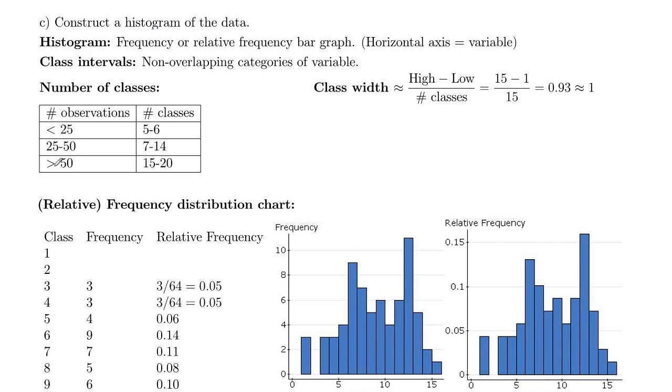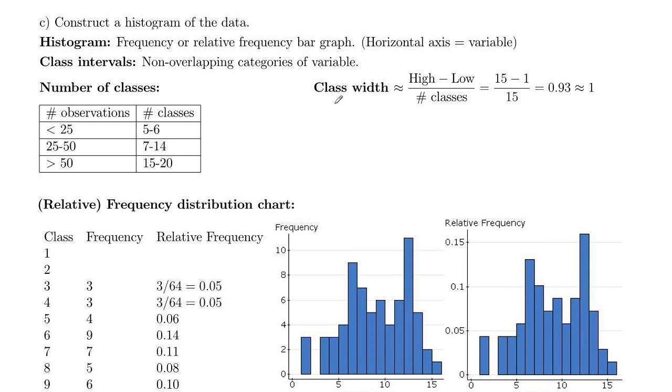And some general rules here about the number of classes. If you've got less than 25 observations, 5 to 6 classes; 25 to 50, 7 to 14 classes; and greater than 50 observations, 15 to 20. Well, we've got 64 observations, so we want to use that 15 to 20 category.